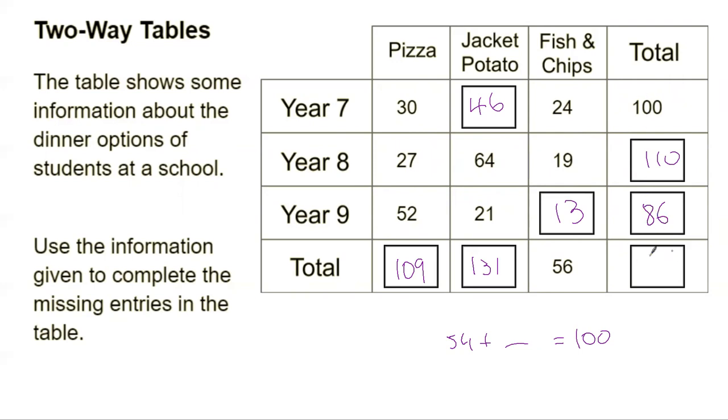And then we can work out how many people were in total. 100 in year 7, 110 in year 8, that's 210, add 86, that's 296 people in total. You could have added those three as well if you wanted to, just to double check. If you add those three, you should get 286 as well.